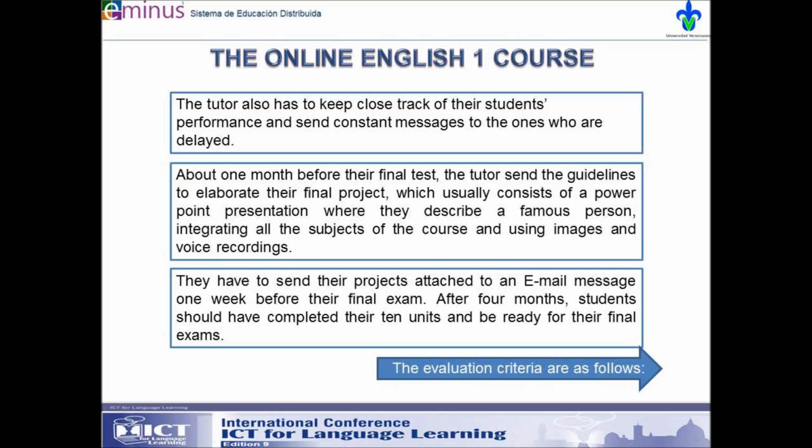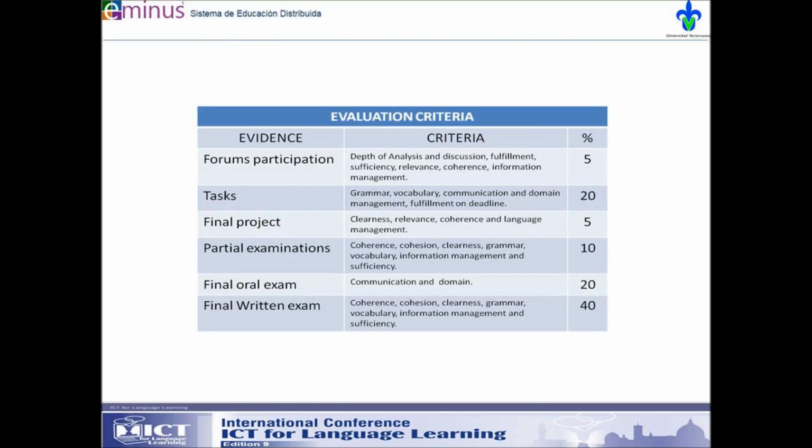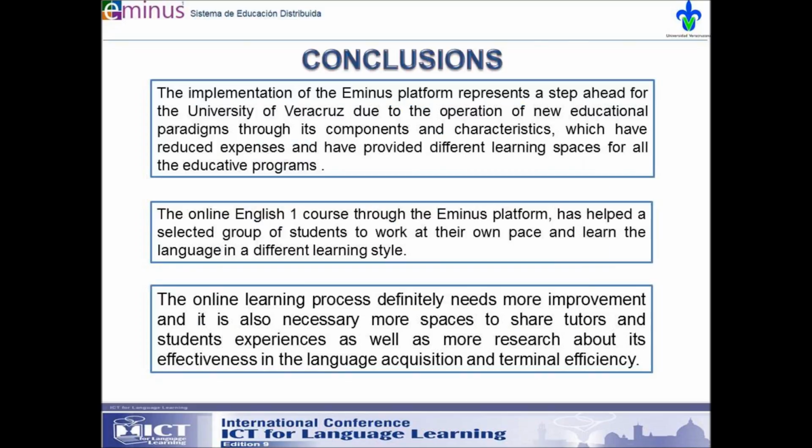The evaluation criteria are as follows. For course credit, students demonstrate they have learned the course contents with the following evidence of performance: forum participations with a value of 5%, tasks with a value of 20%, final project with a value of 5%, partial examinations with a value of 10%, final oral exam with 20%, and final written exam of 40%, of a total of 100% of final value.